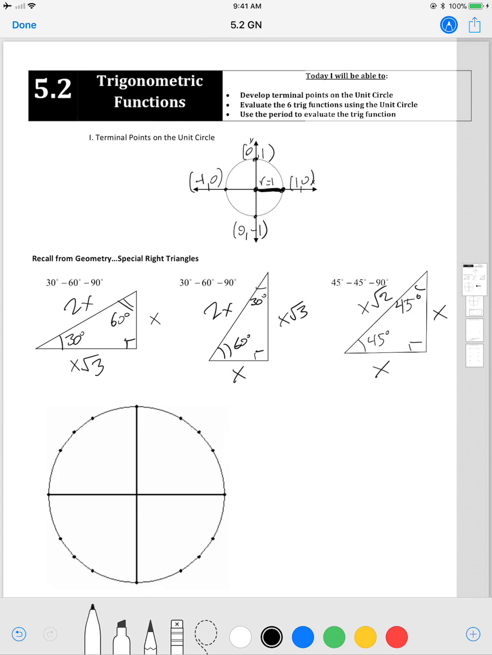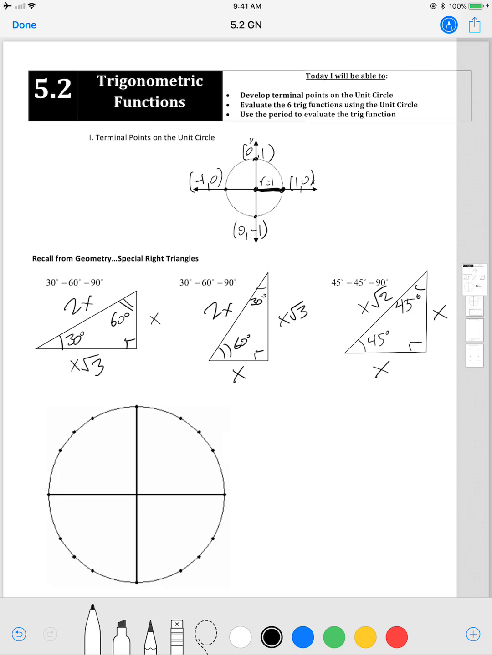Okay, so for a 30, 60, 90 triangle, whatever x is, the hypotenuse is 2x, the side across from 30 degrees is x, and then the side across from 60 degrees is x times the square root of 3. For a 45, 45, 90 triangle, the legs of the triangle across from 45 degrees are x, and then the hypotenuse is x times the square root of 2. So, why do we care?